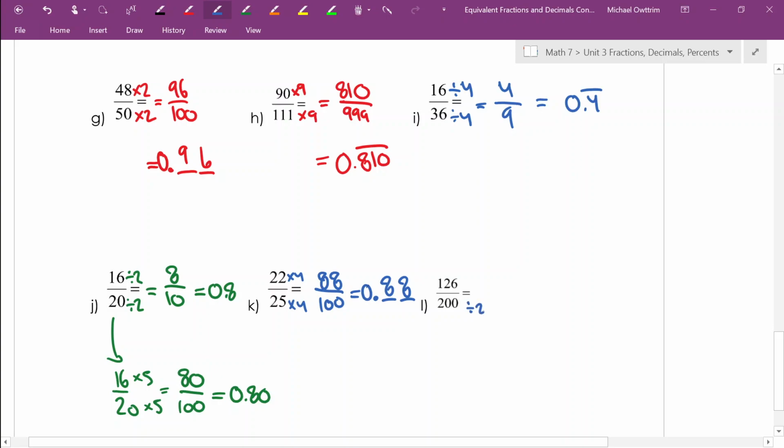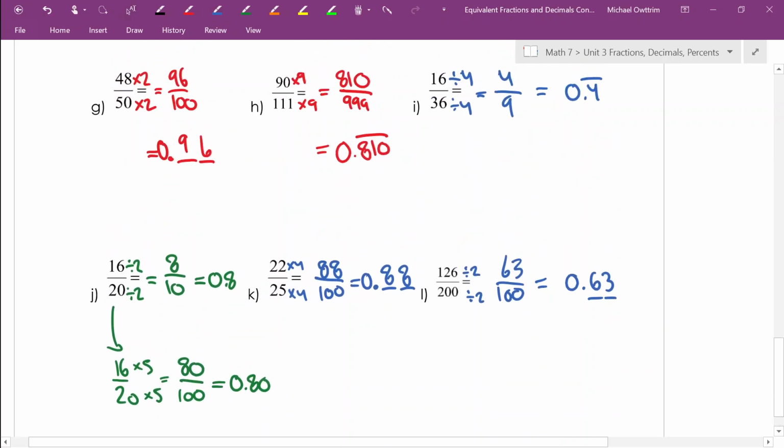And then I'm going to choose to divide this last one by 2 to make 100 on the bottom. 12 goes into 2 6 times, and 2 goes into 6 3 times. And now that I have my 63 over 100, I'm going to write that as 0.63, reaching the hundredths place.